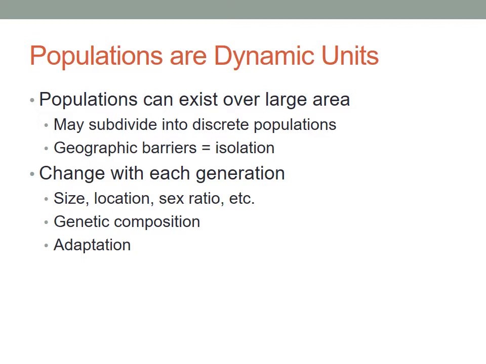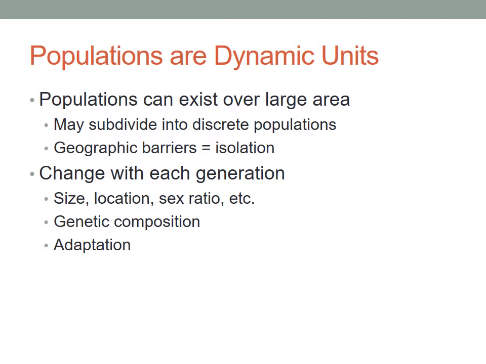Populations themselves are dynamic. They change. They're not static. They're not going to stay the same forever. There's going to be constant changing in a population. Populations do exist over a large area. Sometimes they subdivide into smaller populations. And sometimes those populations become really distinct from each other.